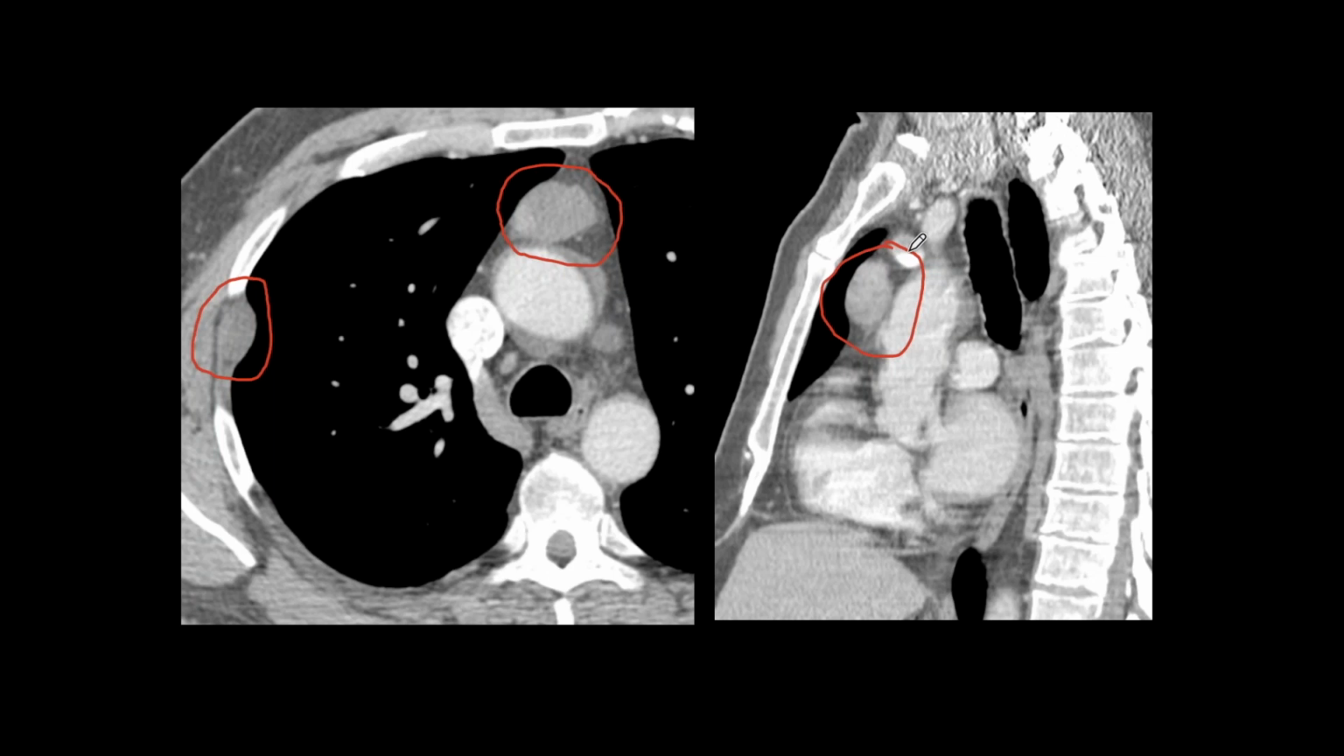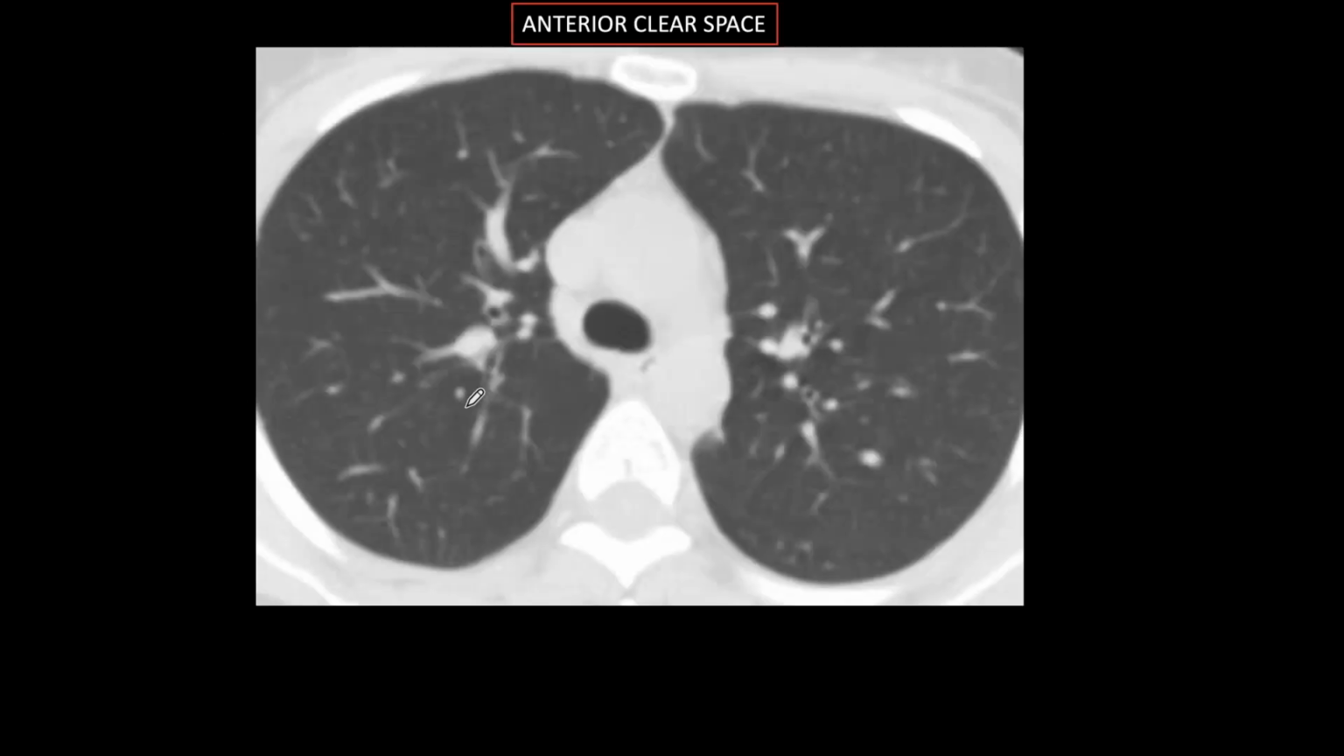The patient was operated on. Unfortunately for him, it was a benign thymoma and an unrelated neurofibroma, which led us to the diagnosis of the thymoma.